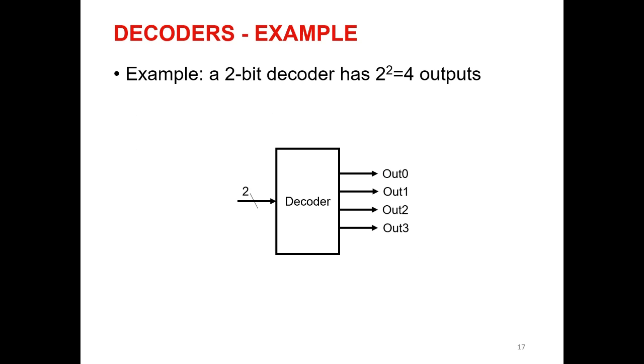graphical representation. So here I will have 2 bits. If it's 0, 0, only output 0 will be activated. If it's 0, 1, only output 1 will be activated. If it's 1, 0, only output 2 will be activated. And if the input is 1, 1, only output 3 will be activated.